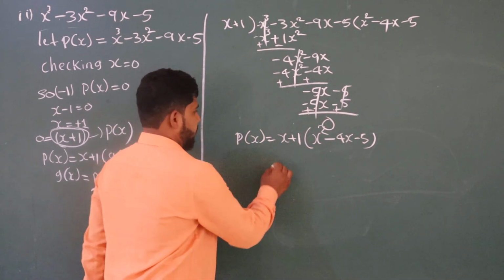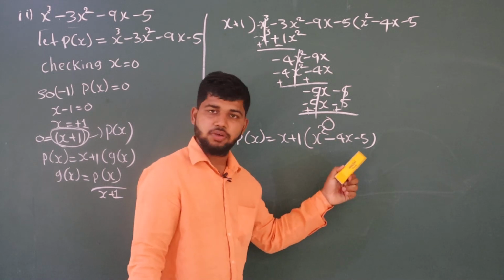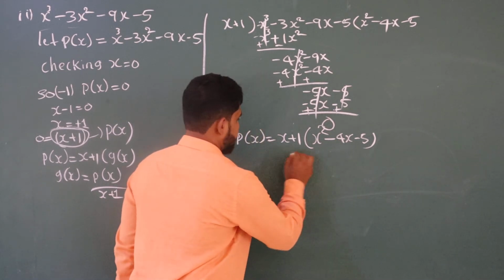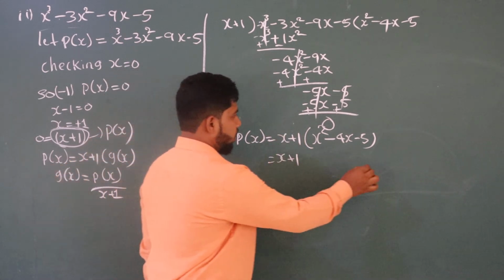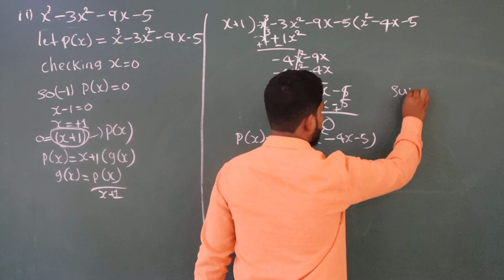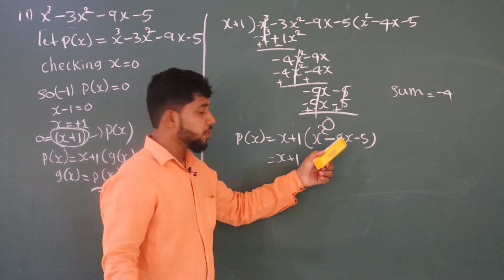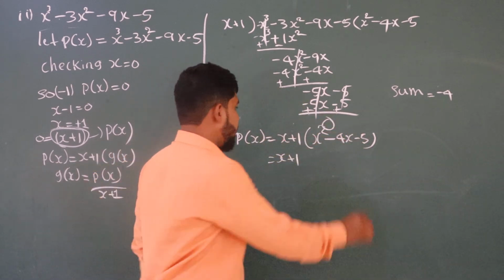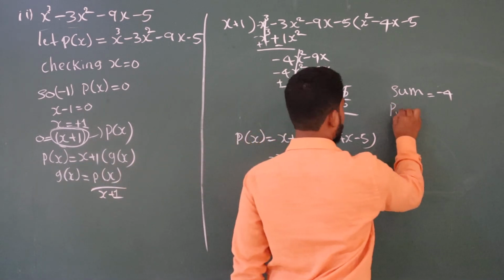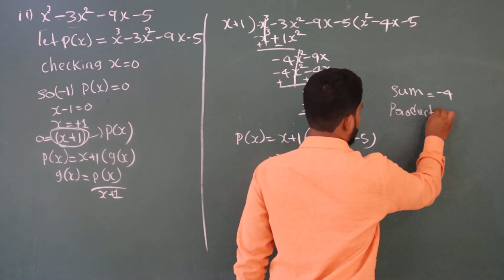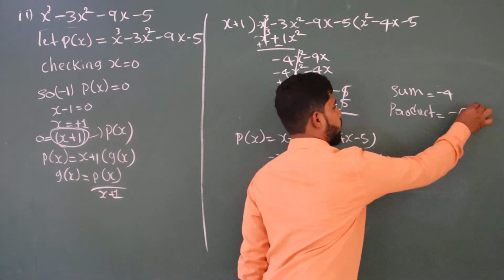Now first you have to find the factors of x square minus 4x minus 5. Here you must get the sum equal to minus 4, because the middle number is minus 4, and the product, if you multiply the first number and the last number, is minus 5.